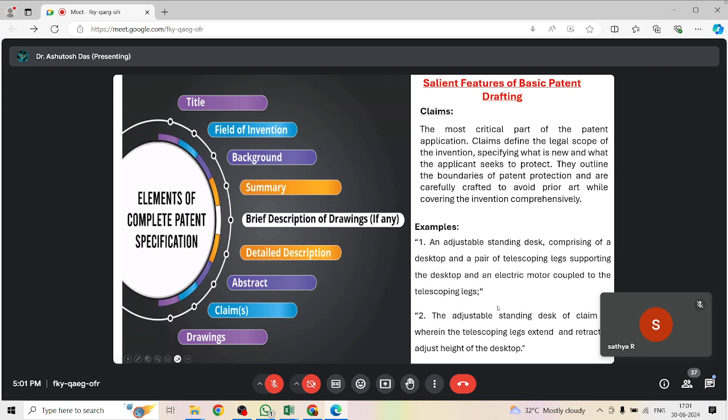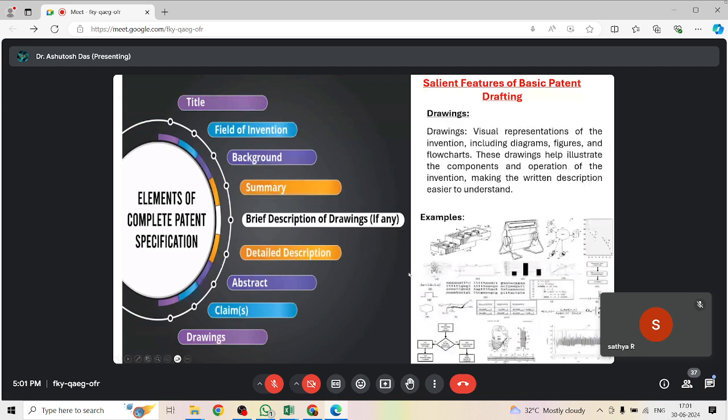Okay. Then drawings. See, drawings can be anything: a visual representation of the invention. Diagrams can be there, figures can be there, flowcharts, sketches, graphs can be there, showing components and operations, supporting the written description. So this has to explain. For example, this is a device. These are devices. This is the architecture, our different components and devices and how they're interacting with each other. And these are plots. These are flowcharts.